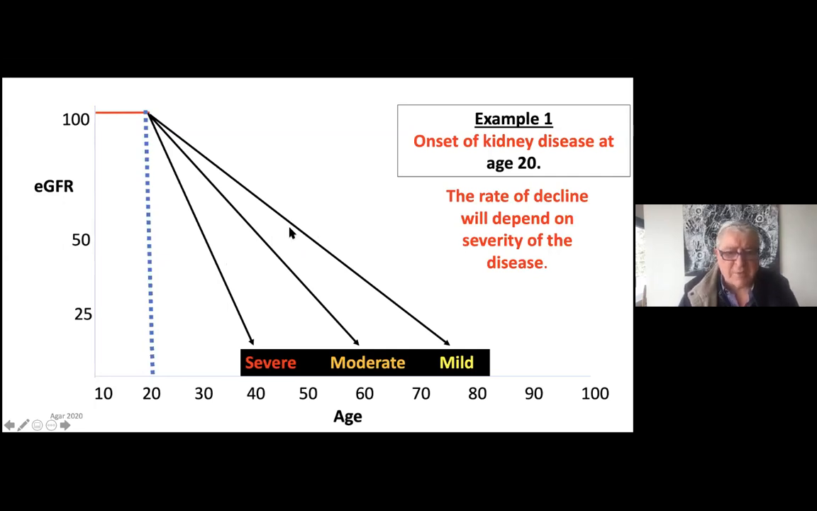as examples. I'm not necessarily saying that everybody who gets IgA disease at the age of 20, and it's mild, will run into trouble by the age of 80. I hope you understand that.